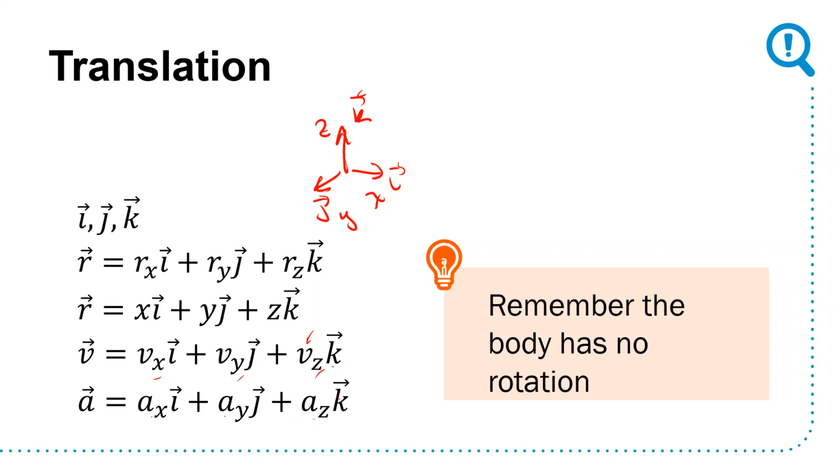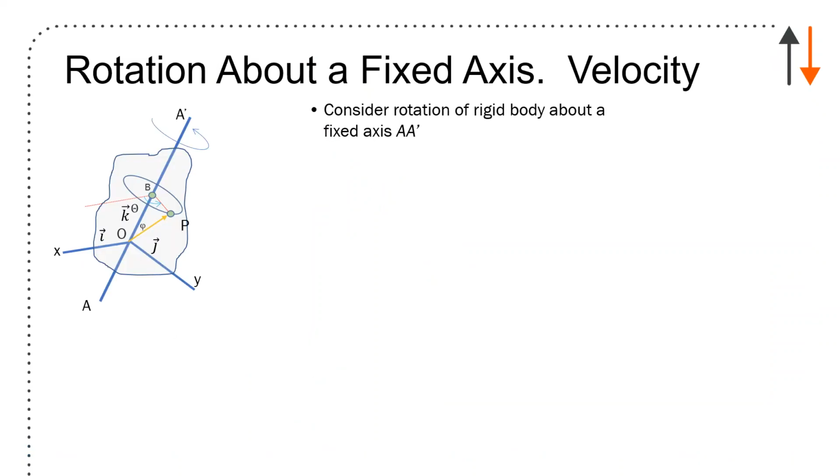Now let's go to case 2. Case 2 is rotation about a fixed axis, and we're going to talk about velocity. So I've got a really complex diagram here, and I'm just going to talk a little bit about it. I have a rigid body that's rotating about that fixed axis, AA prime. I have a point B on the body and a point P somewhere on the edge of the body.